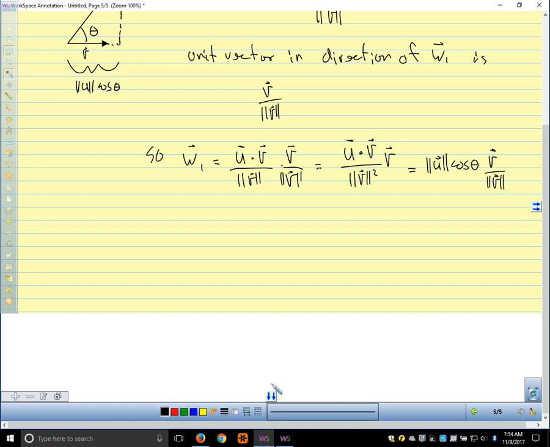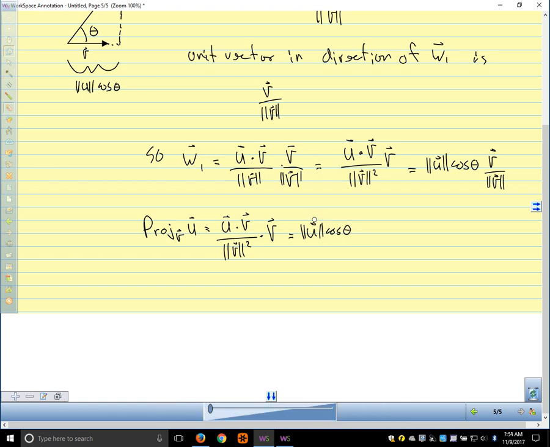So the formula that they give you in the book is the projection onto v of u is u dot v over the magnitude of v squared, this is what you'll see in the book, times v. But you could also use a cosine. And we could also say that's equal to the magnitude of u cosine theta, times v over the magnitude of v.